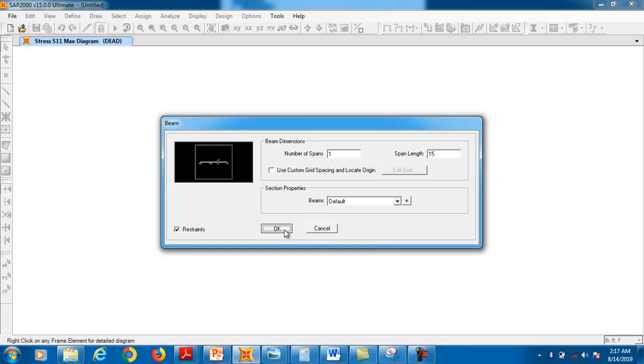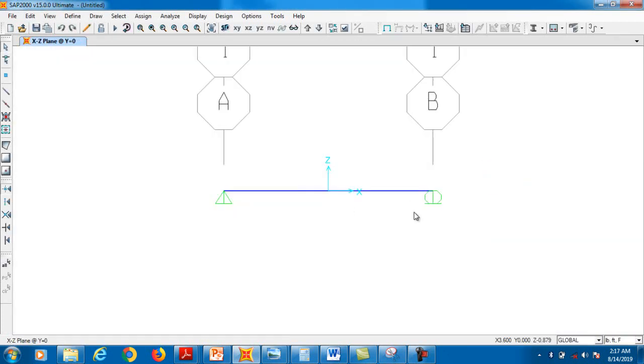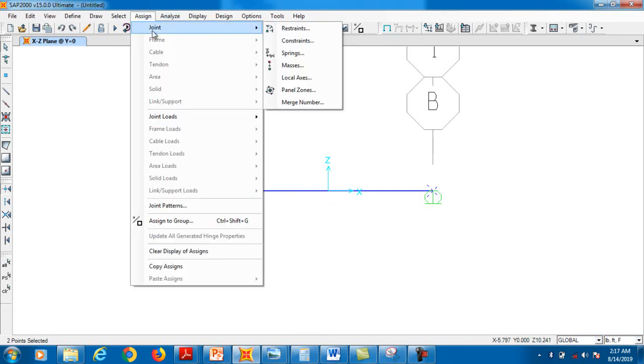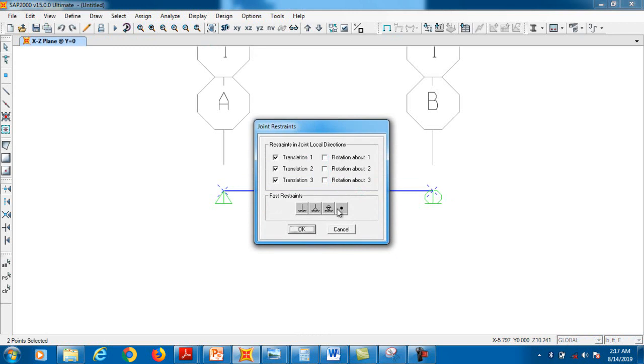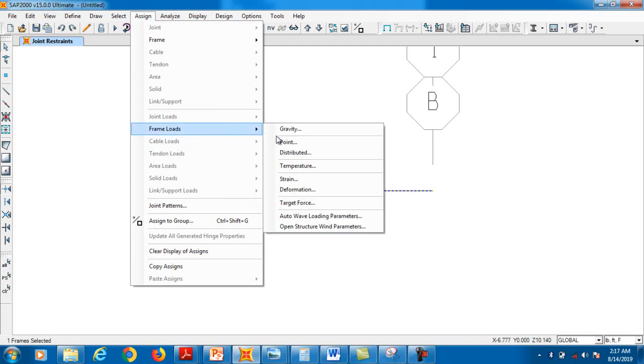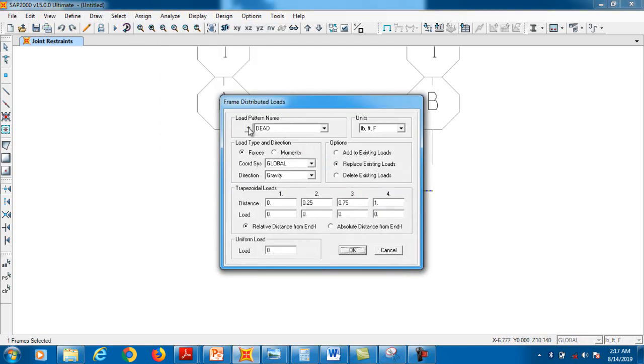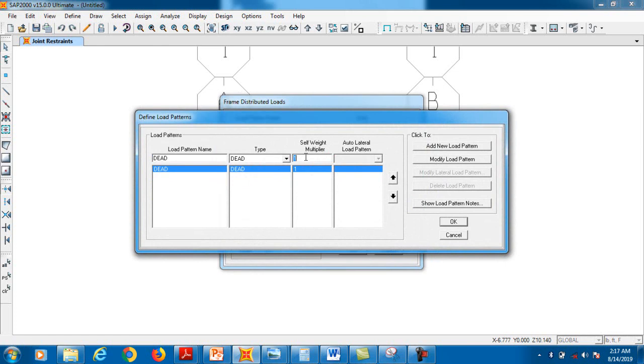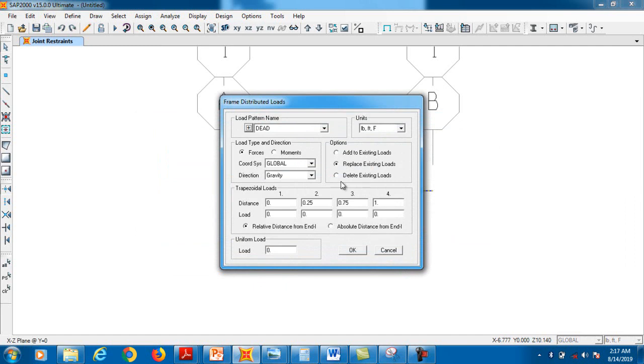Now this is the beam. Make sure that you are in the XZ plane, and there will be no supports. Clear? There will be no supports. This is the beam right now. First of all, we need to assign the UDL, that is, the distributed load. We need to modify it, and then the units should be checked, pound feet.